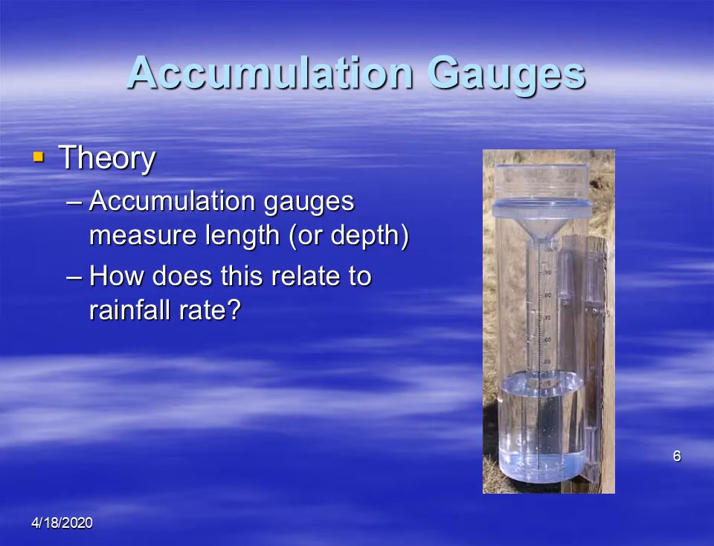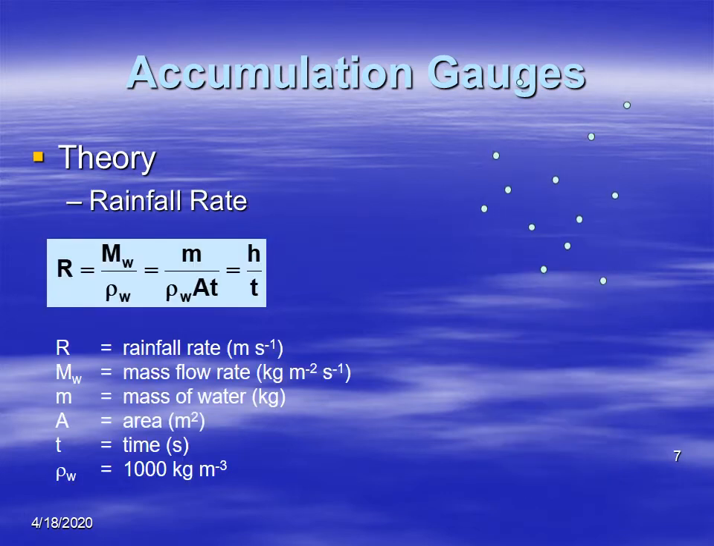Of course, the accumulation gauge measures the depth or the length of the amount of water in a gauge. So how does that relate to rainfall rate? Well, we came up with an equation for rainfall rate: it's the mass flow of water divided by the density of water. And if you remember, the density of water is mass divided by volume, and the mass flow rate was the mass of water through a particular area over a particular time.